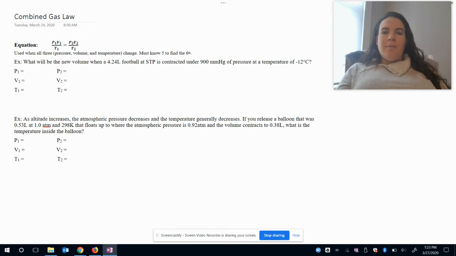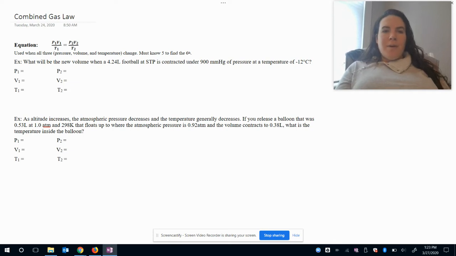So with these, like the previous gas law equations, with temperature, we want Kelvin, not Celsius. But any other unit, they just have to match one side to the other. It doesn't matter which units we're working in.